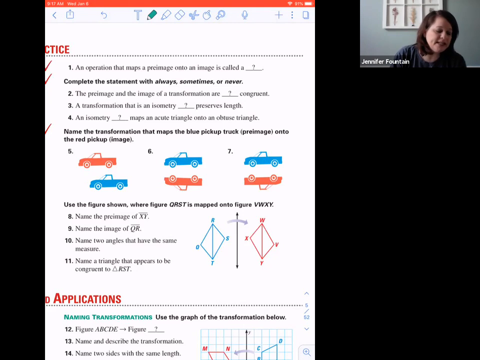Number 3 says a transformation that is an isometry always, sometimes, or never preserves length. That one's going to be always. A transformation that is an isometry always preserves the length.